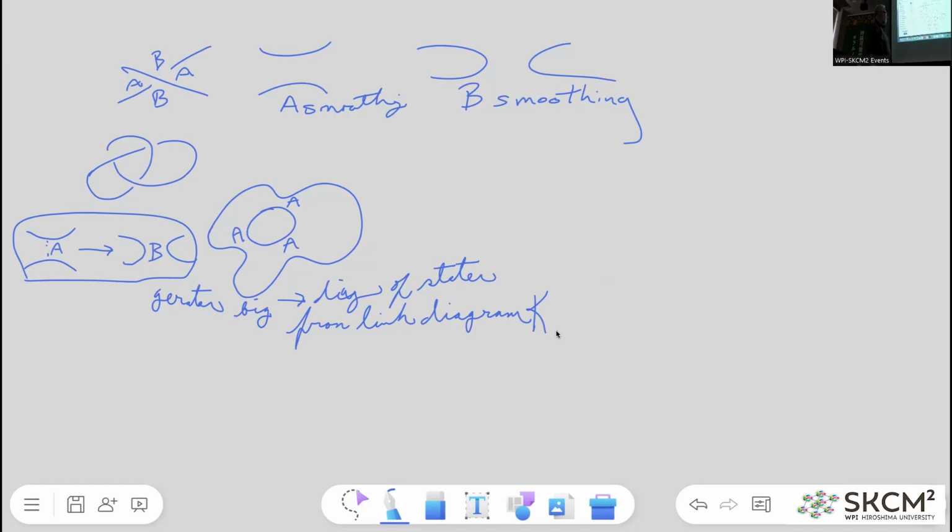That's helpful. Even if you weren't doing anything else and you were just trying to think, well, how do the states contribute to the polynomial like we were talking about last time, then this is helpful. And the arrows are helpful.